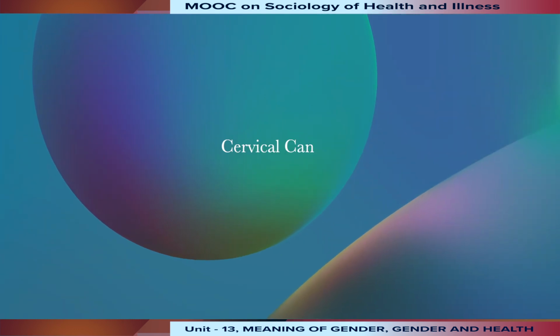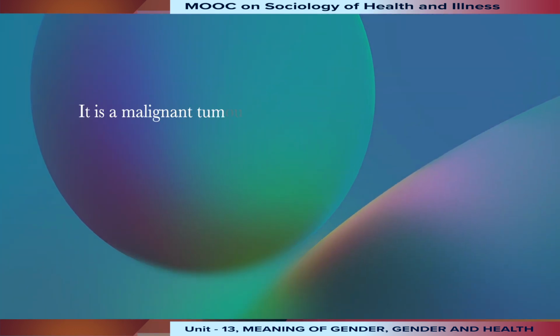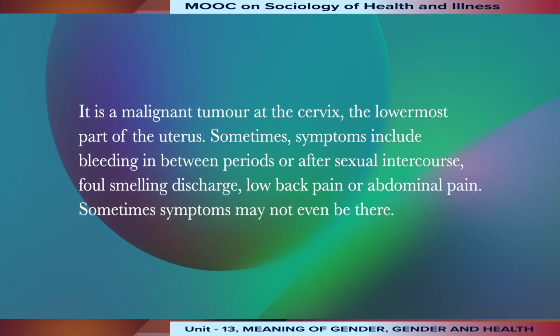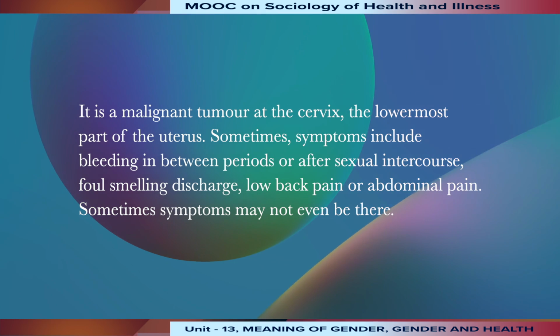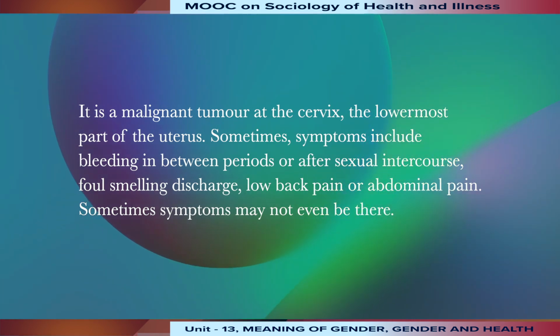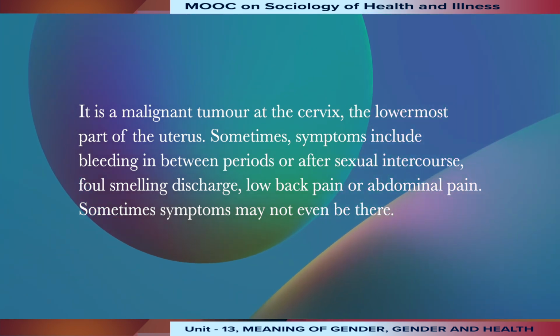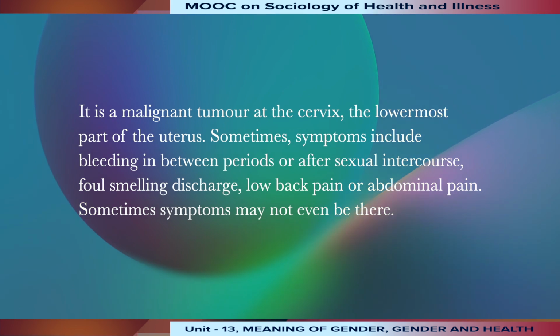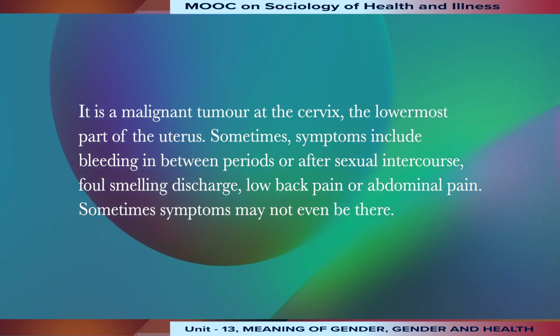The third is cervical cancer. It is a malignant tumor at the cervix, the lowermost part of the uterus. Sometimes symptoms include bleeding in between periods or after sexual intercourse, foul-smelling discharge, low back pain, or abdominal pain. Sometimes symptoms may not even be there.